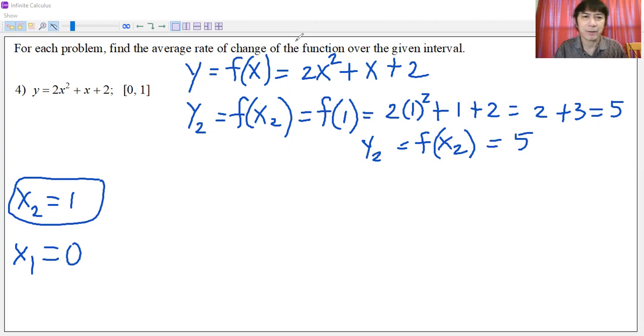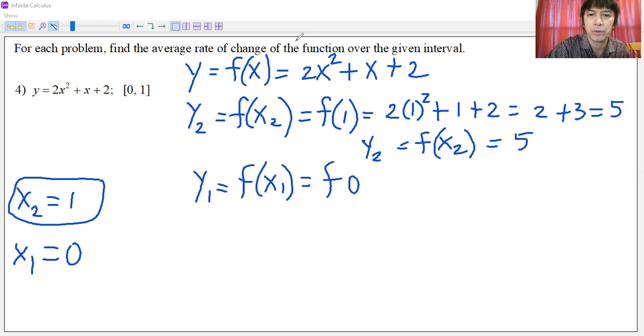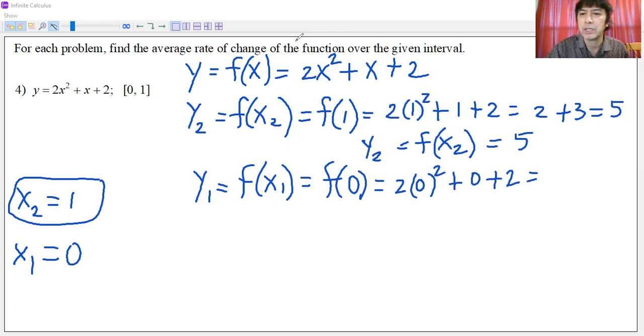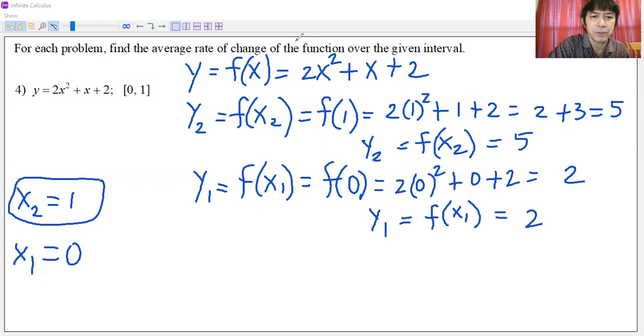Let us now compute y1. Our y1 is f of x1, which is also f of 0, equal to 2 times 0 squared plus 0 plus 2. This simplifies to 0 plus 0 plus 2. That's also 2. And that is our y1, equal to f of x1, equal to 2.